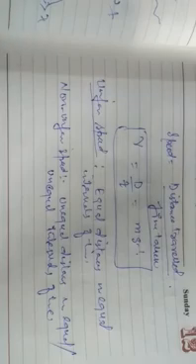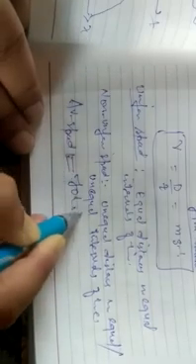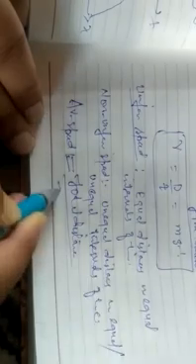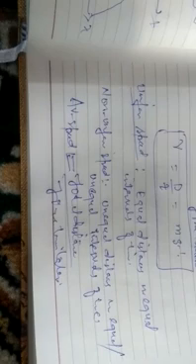Once a body is having non-uniform speed, then we are interested in calculating its average speed. And what is average speed? Average speed is defined as total distance divided by total time taken.